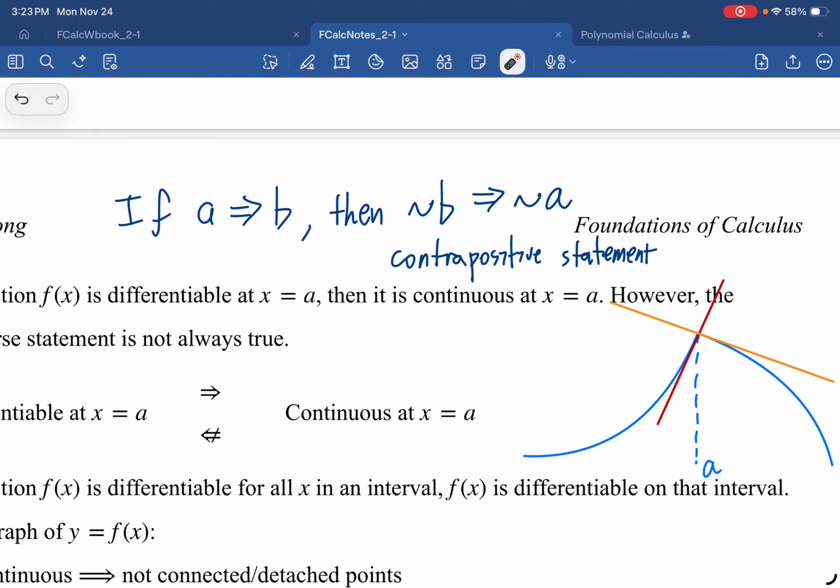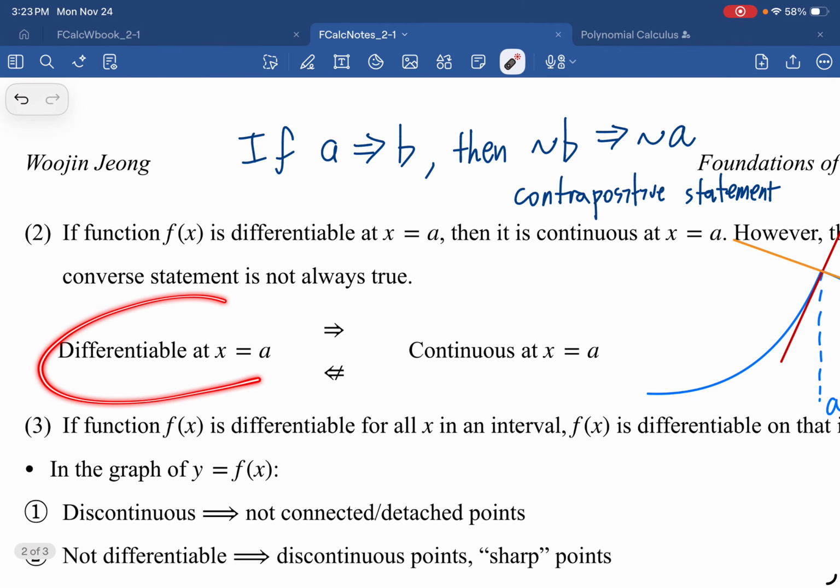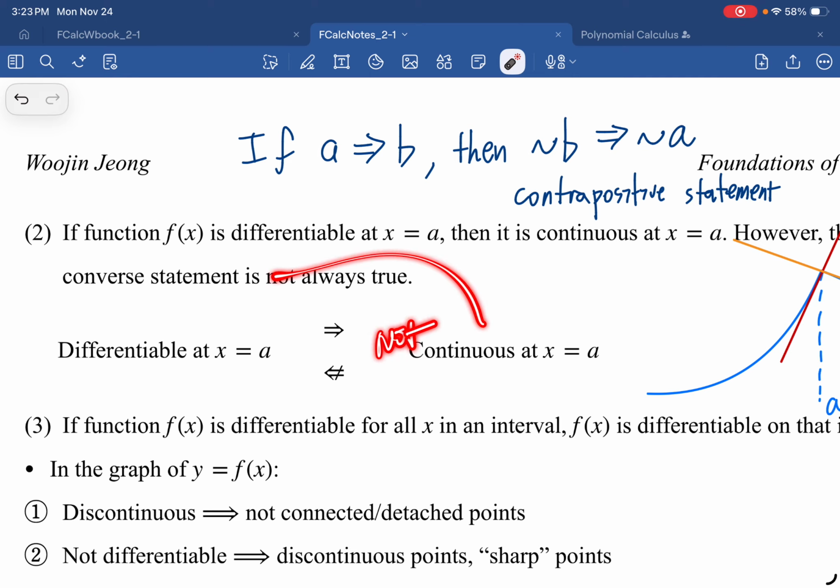The only statement that is guaranteed to be true if the original statement is true is the contrapositive. So if I say that a function is differentiable at A, then it's going to be continuous at x equals A. Then what must always be true is we put a not in front of this, and a not in front of that, and send them over. If it's not continuous, then it has to be not differentiable.